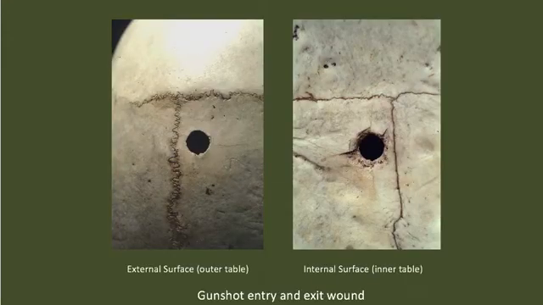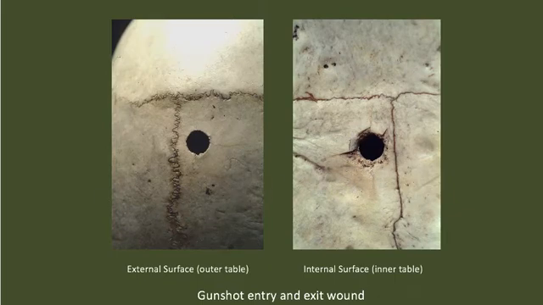Now, on a real piece of bone, this is what the external surface and the internal surface look like with a bullet wound. So again, we see this really smooth, very circular, symmetrical kind of hole there, and then on the internal surface, on the internal table, we have all of this fracturing and beveling here.